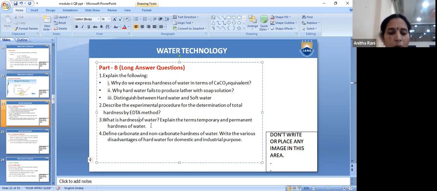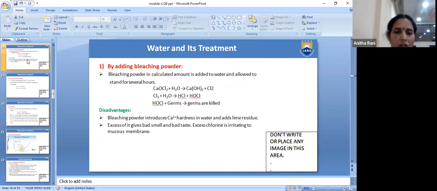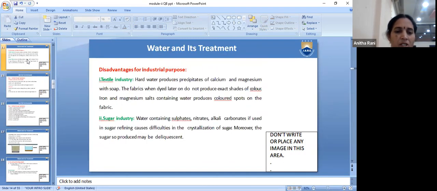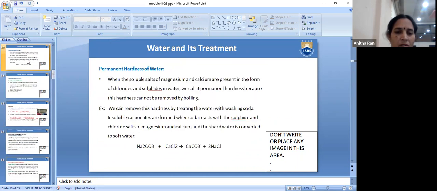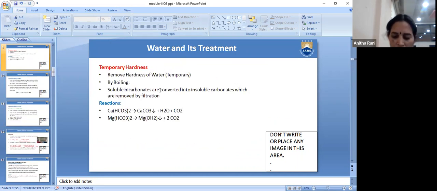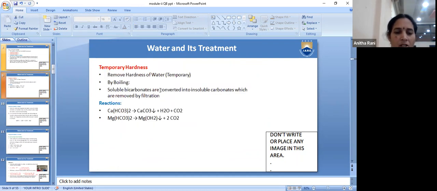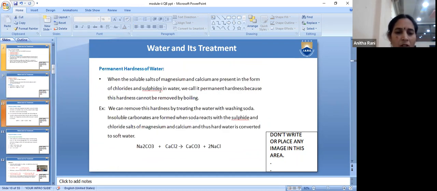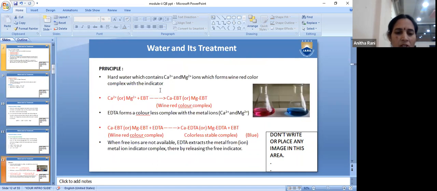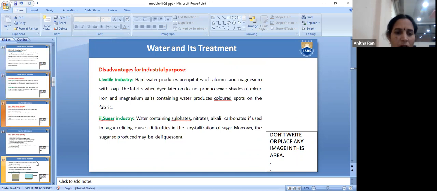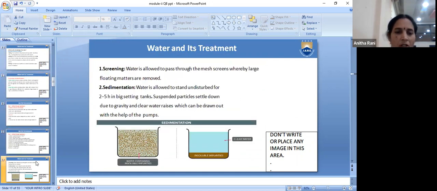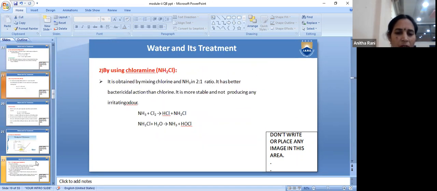Now, what is hardness of water? Already we know: the water characteristic which prevents lathering with soap. Explain the terms temporary and permanent hardness with examples. I have given them here. Learn the reactions for temporary hardness and permanent hardness, and give the examples. Completely you have to write because it is a long answer question. Learn properly and write.